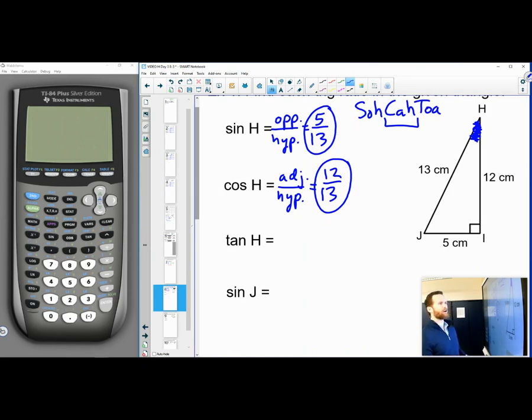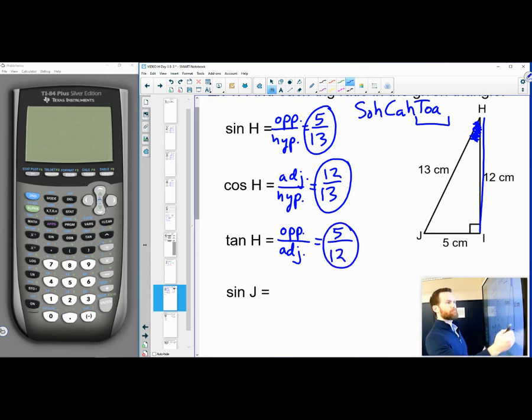Next up is tangent of H. So we're still on H, but now we have to focus on the final part of SOHCAHTOA, the TOA. O standing for opposite, A standing for adjacent. And if we're looking at angle H, opposite would be 5. That's the opposite leg. Over the adjacent leg is 12, because that's the leg that's right next to our reference angle, our home base angle of H. And 5 over 12. And we're finished.